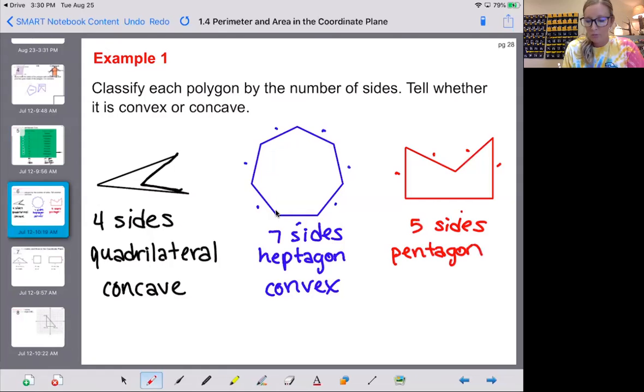And of course, you're seeing again that this is going into itself. And so that would be called concave. Okay.